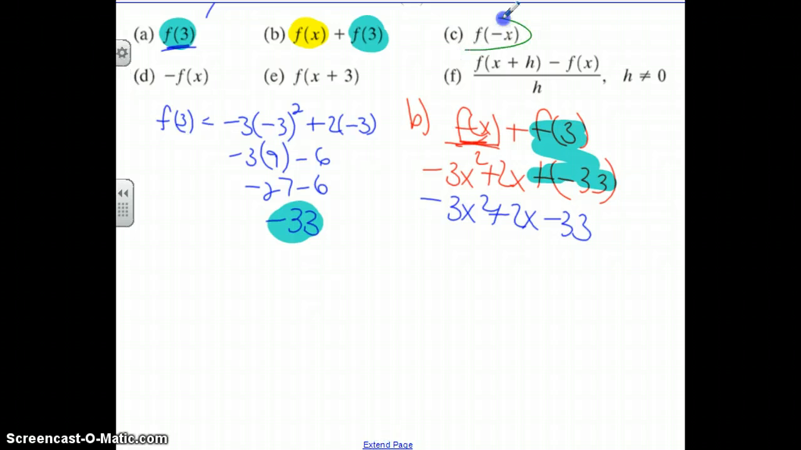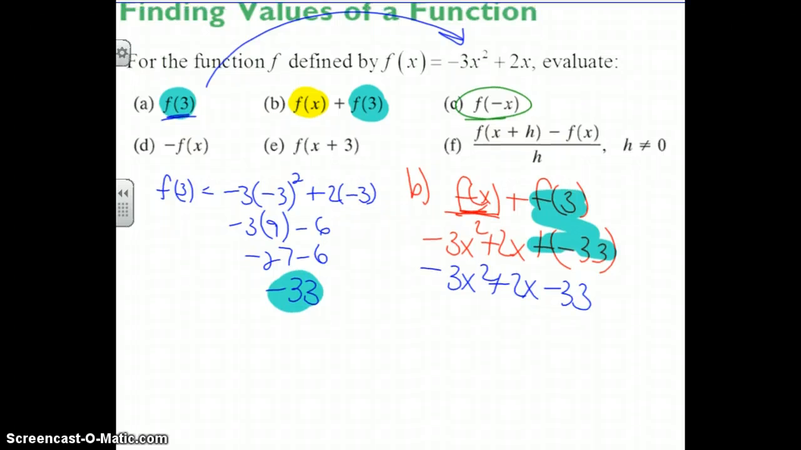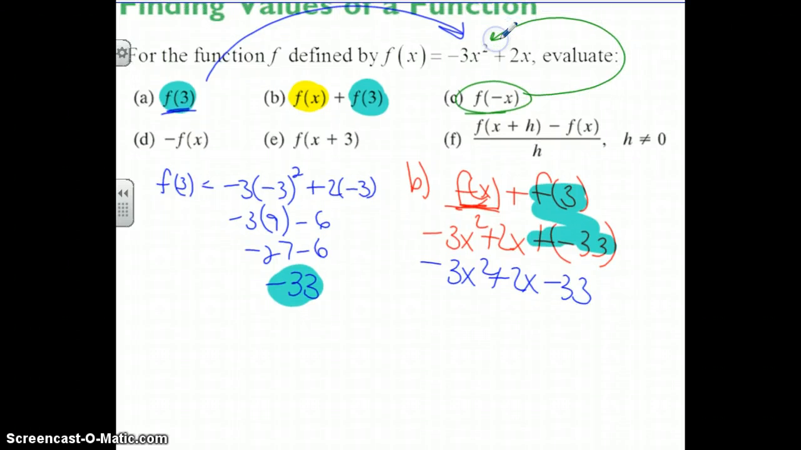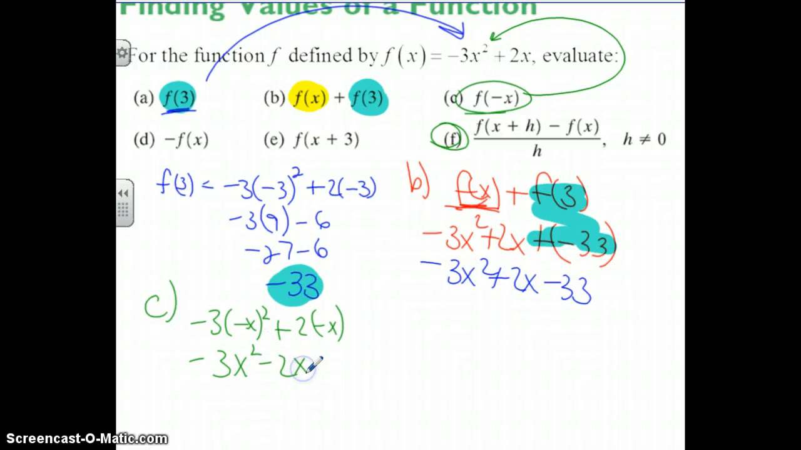This says every time you see an x, replace it with a -x. So I'm going to plug this in, and part C would say -3 times (-x) squared plus 2 times (-x). Notice I'm replacing x with parentheses. That's important for this concept here when we get to letter F. Replace x with parentheses. So this is -3x squared minus 2x, and I'm going to leave that.